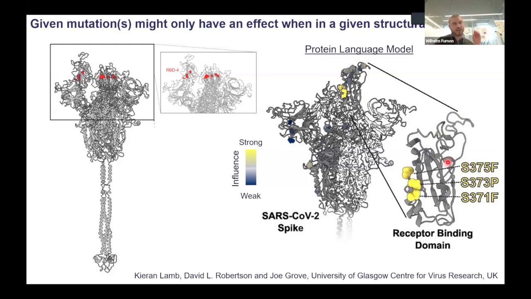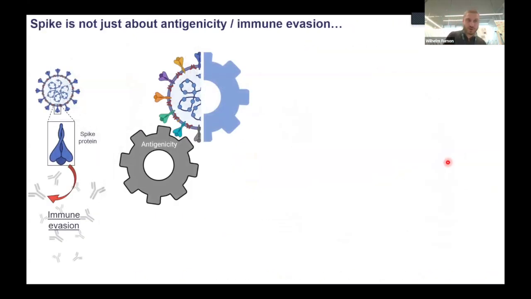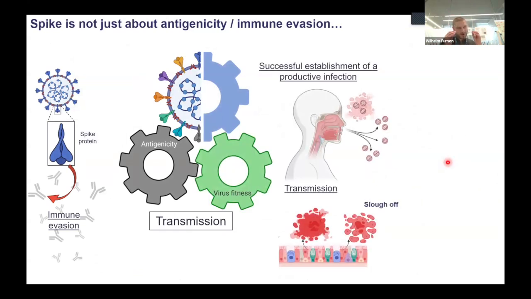And basically, the take-home message is that given mutations might only have an effect when they are in the given structural context or genomic context. So this is a clear example of epistasis, but it is very complex to address. So to summarize, I hope I convinced you that spike is not just about antigenicity or immune evasion. Antigenicity is very important, but also as important as the actual virus fitness in the human airway, because it's all playing around, and these are the main drivers of transmission.